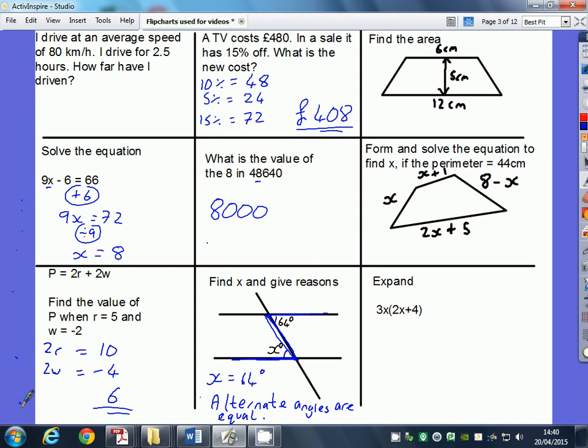Number 9 is expanding a single bracket. This actually means 3x multiplied by 2x plus 4. So we do a grid. 3 times 2 is 6, x times x is x squared, so I've got 6x squared. 3x multiplied by 4 gives me 12x, so we actually end up with 6x squared plus 12x.